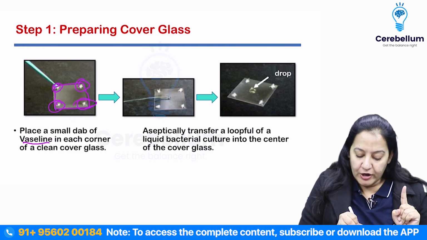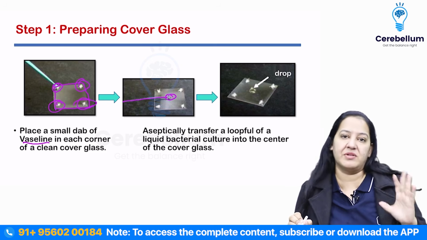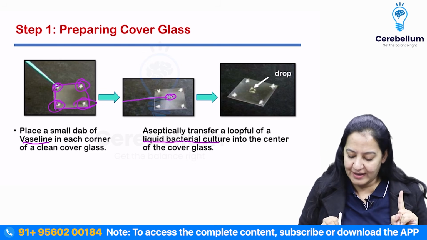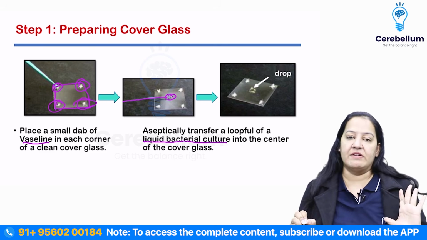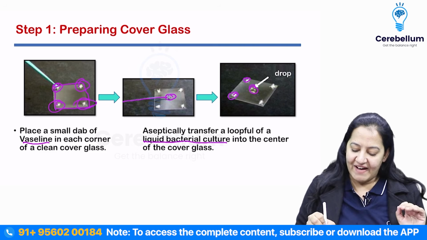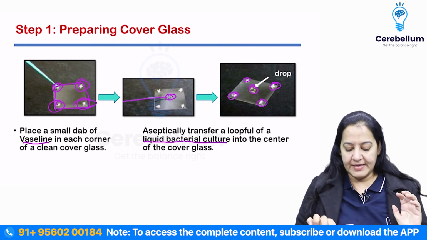Now, you have to take the inoculation loop. In the inoculation loop, you have to put your inoculum at the center of the cover slip. It's a liquid drop. It's a liquid culture, bacterial culture, the inoculum at the center of the cover slip. You can see this is the drop. It contains bacteria. And at the four corners, the Vaseline is there just to provide the elevation. Now, what is the next step?